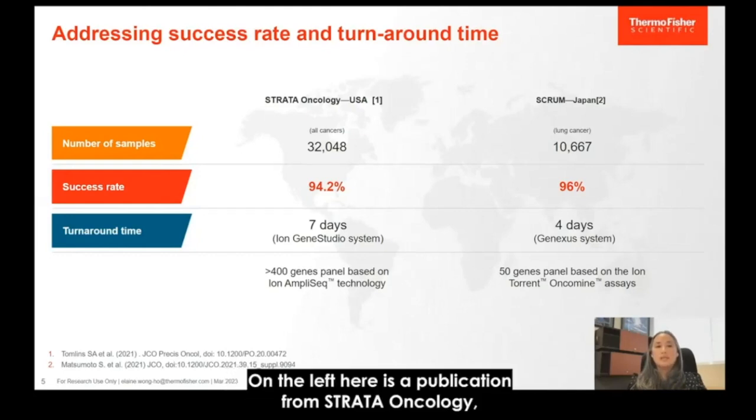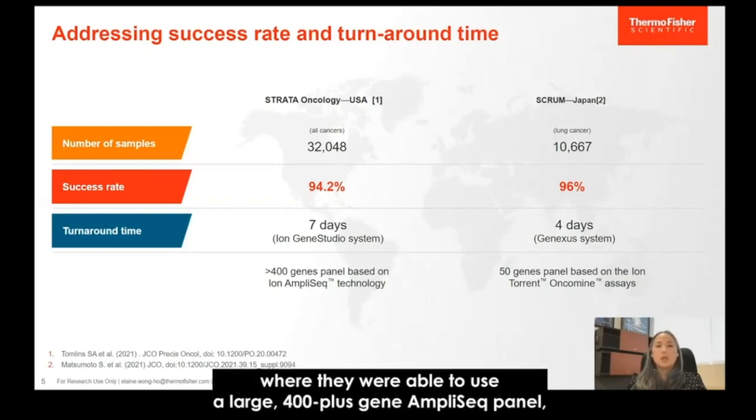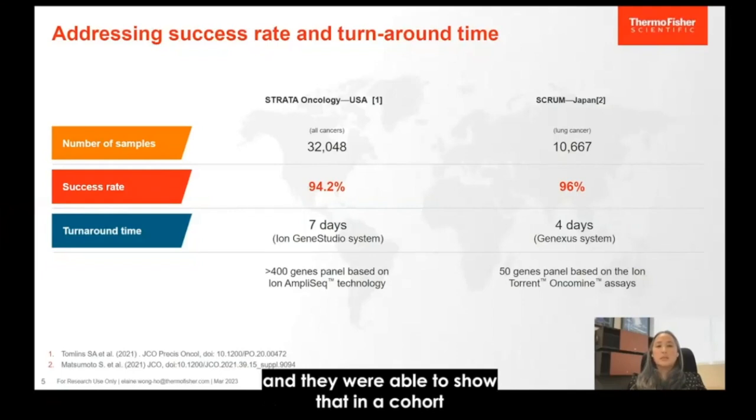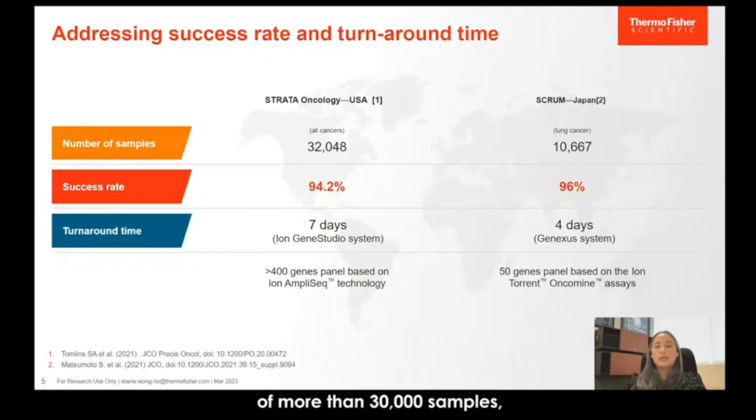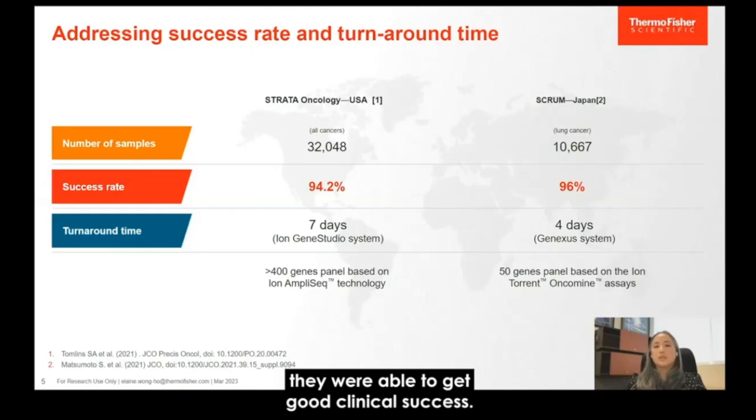On the left here is a publication from Strata Oncology, where they were able to use a large 400 plus gene AmpliSeq panel, and they were able to show that in a cohort of more than 30,000 samples, they were able to get good clinical success.